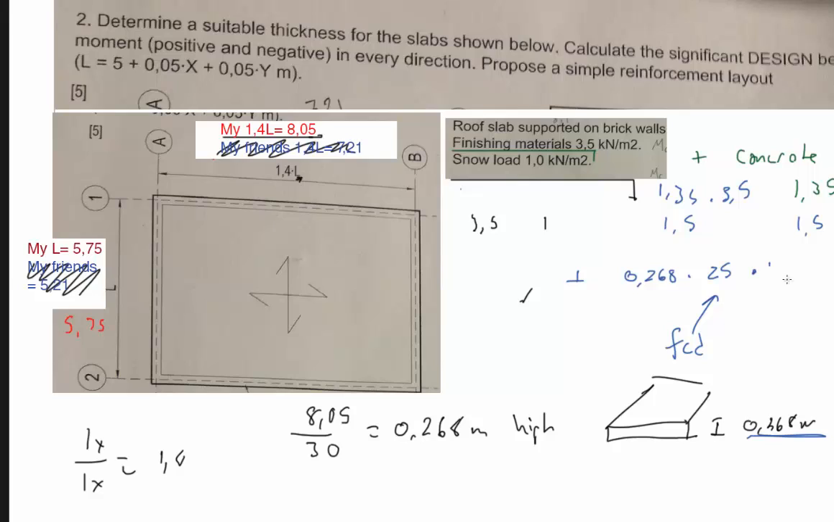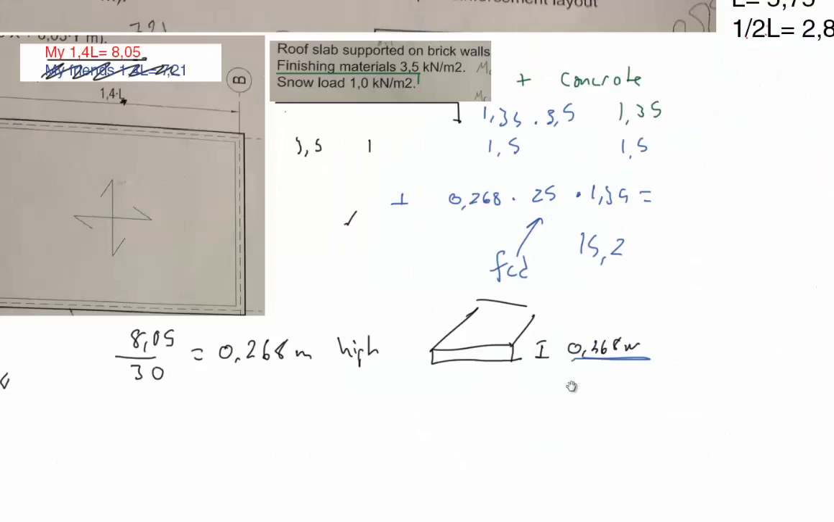Okay, so 1.35. This I knew, but okay. So my value for this would be 1.35 times, okay, we do 3.5 plus 1.5 plus 0.268 times 25 times 1.35. This is all equal to 15.27. This would be my Q value. Cool. So next step.